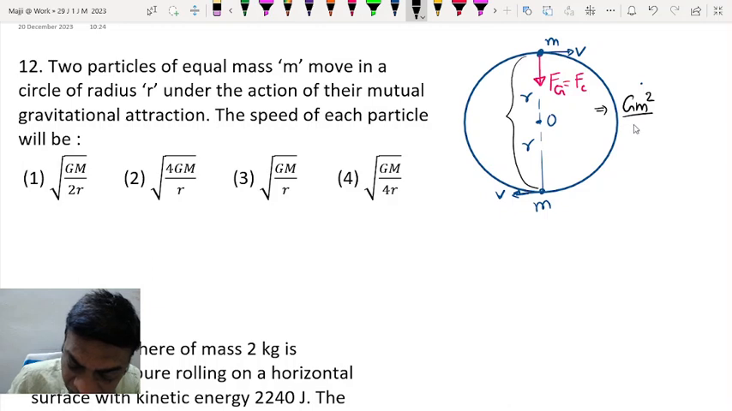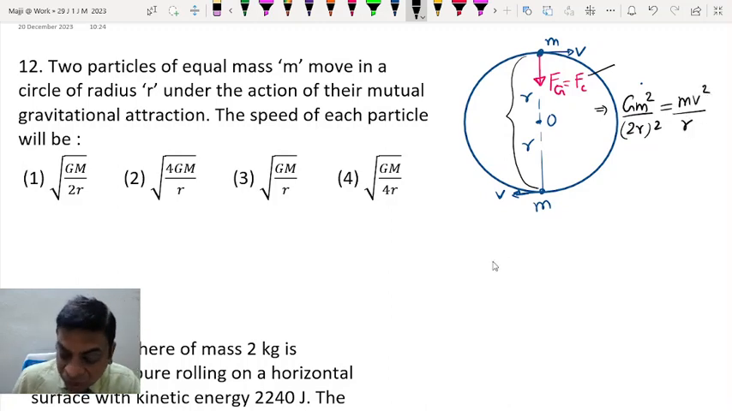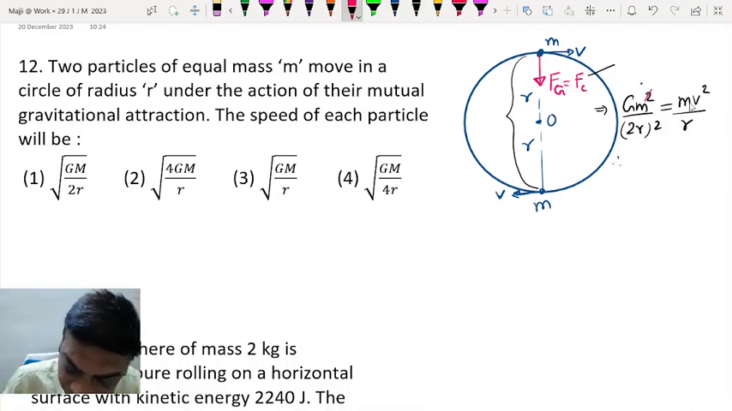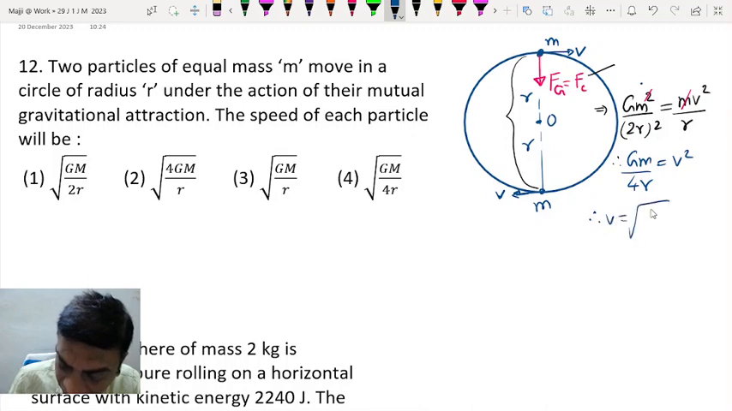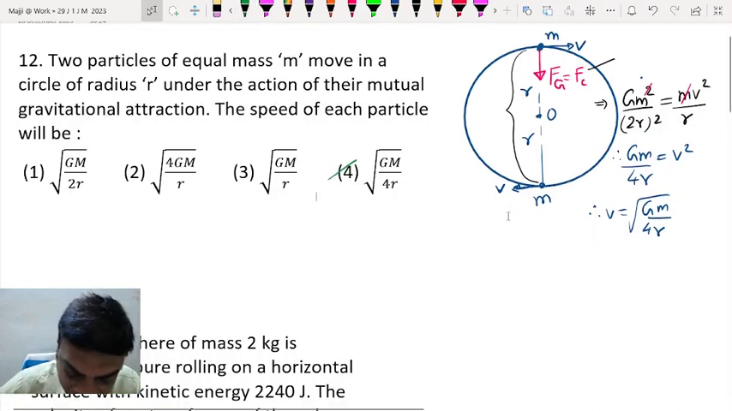You can see the separation is 2r, so (2r) whole square should be equal to the centripetal force. As always, for centripetal force you can use the formula mv square by r. So one m gets cancelled here and one r gets cancelled. We are left with Gm by 4r equal to v square. Therefore, v is under root Gm by 4r. So the fourth option is the correct option. M I have taken capital, doesn't matter.